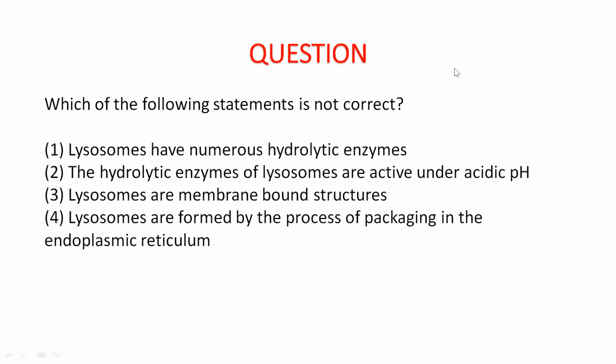So which of the following statements is not correct? Lysosomes have numerous hydrolytic enzymes. Is it correct? The hydrolytic enzymes of lysosomes are active under acidic pH. Is it correct? Lysosomes are membrane bound structures. Is it correct? It has one membrane. Lysosomes are formed by the packaging in the endoplasmic reticulum. Fourth option is wrong. Where are they formed? In the Golgi apparatus. Okay.